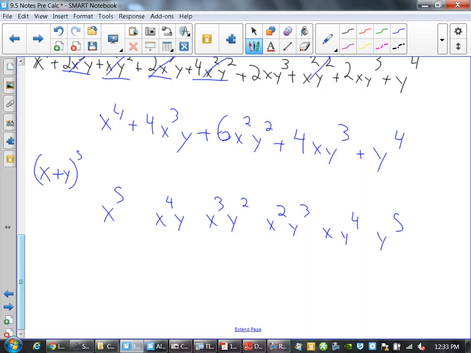Now the coefficients are going to be different. That is dependent upon the numbers that preceded it. You guys ever heard of a thing called Pascal's triangle? Yes. That's where this comes from.